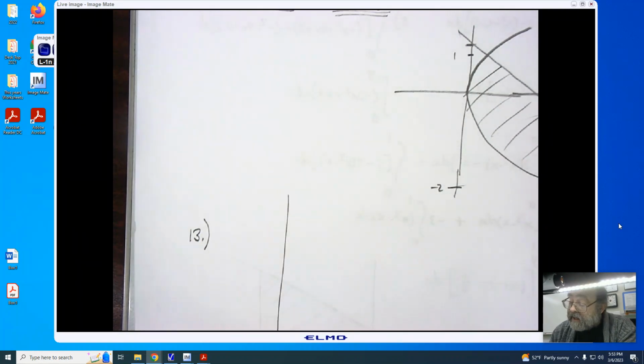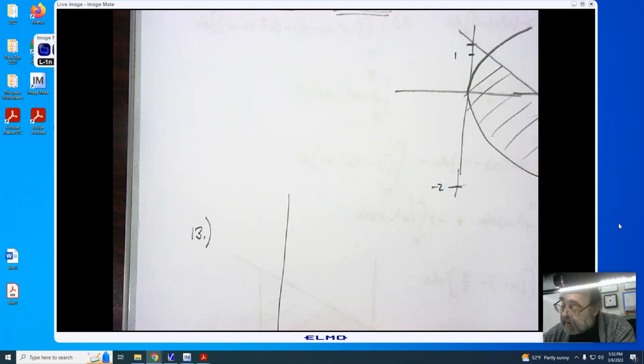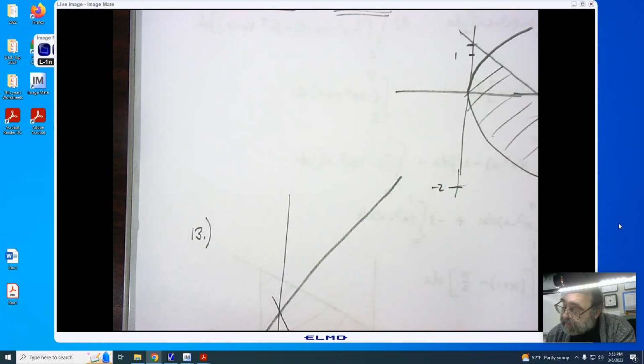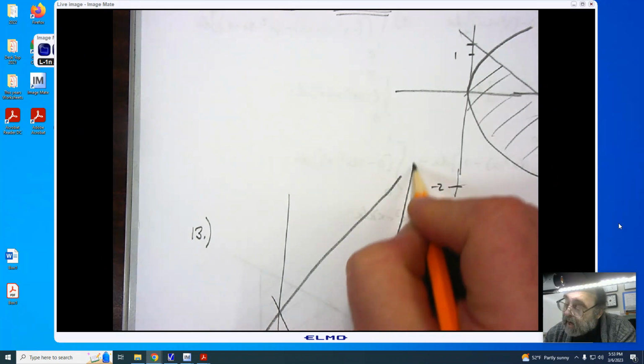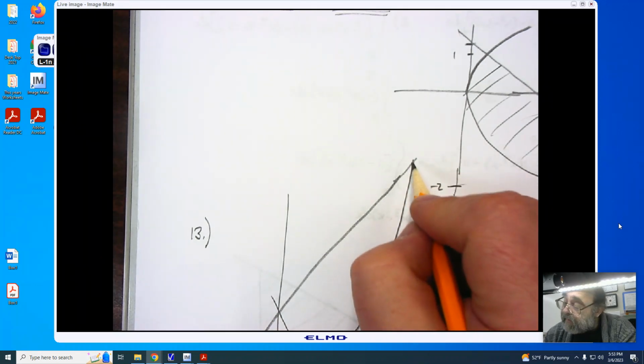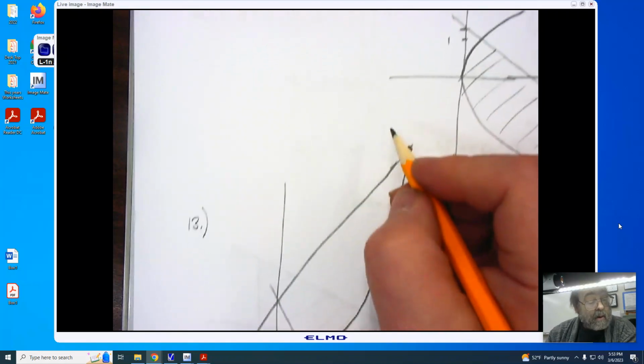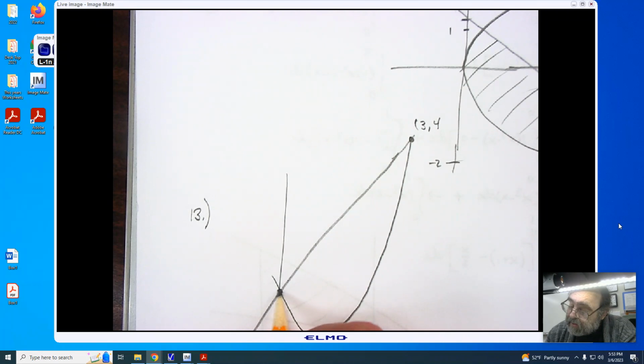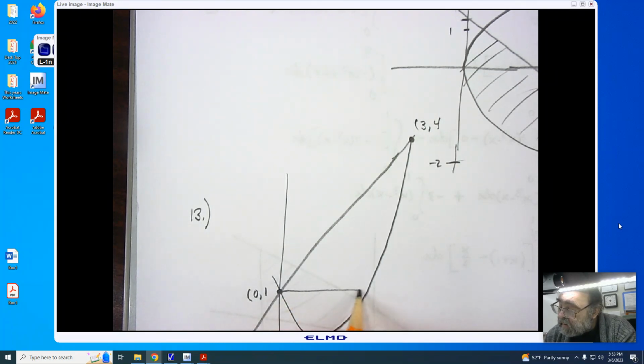So I have my 13, I'm doing this. I have my graph going up like that, and it cuts and goes up. This point of intersection right here is 3, 4. This point of intersection right here is a 0, 1. And down here we have 1, 0. Now when I look at this, I want to think about it in terms of what I've got, because I know that this is 2, 1.